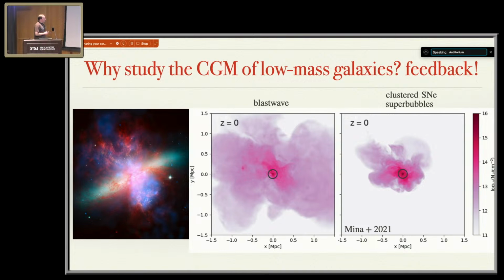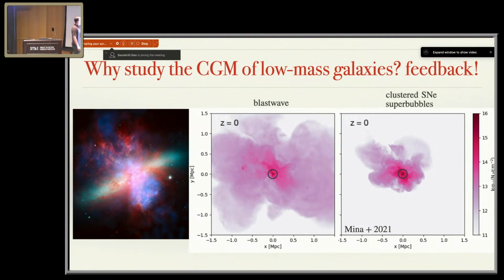So this is the same system of dwarf galaxies. There's two dwarfs in here. The more massive one is at the center, and the virial radius, which is about 80 kiloparsecs at redshift 0, is visualized by this circle. The left panel is blast wave feedback, and the color bar is showing you the column density in metals at different positions from this galaxy.